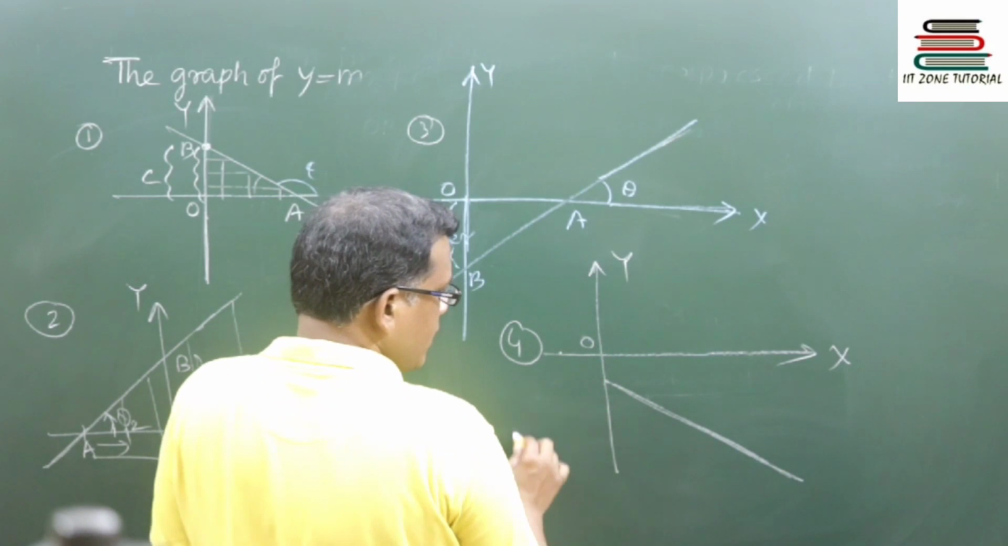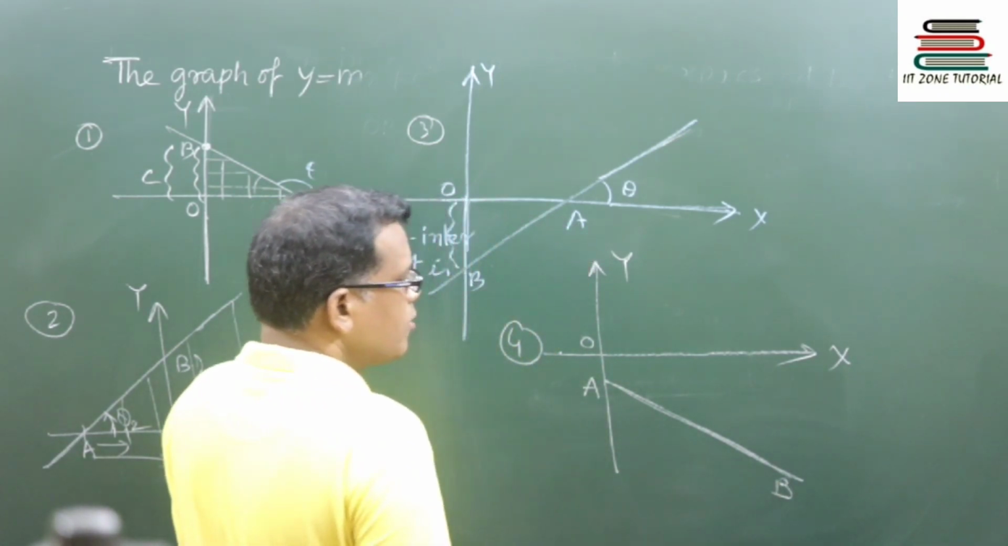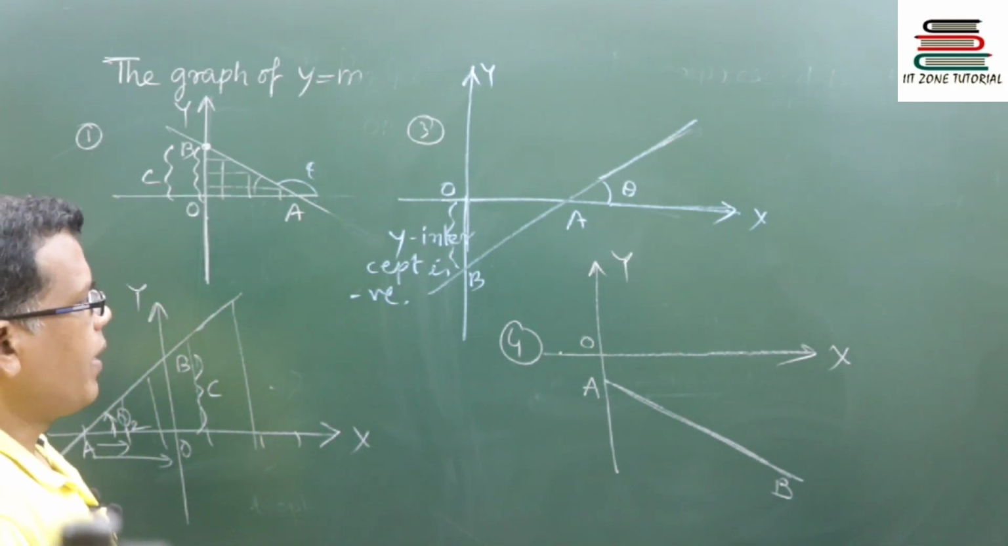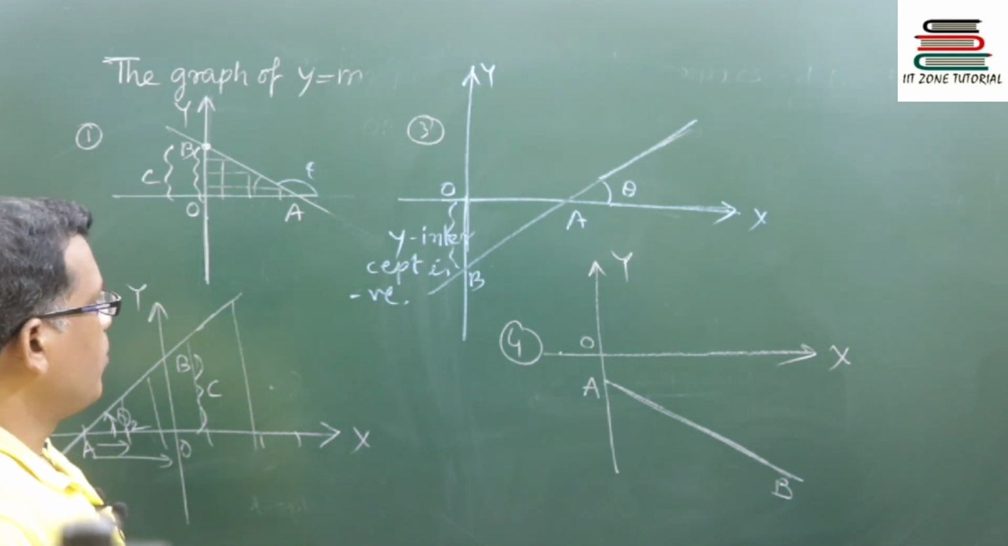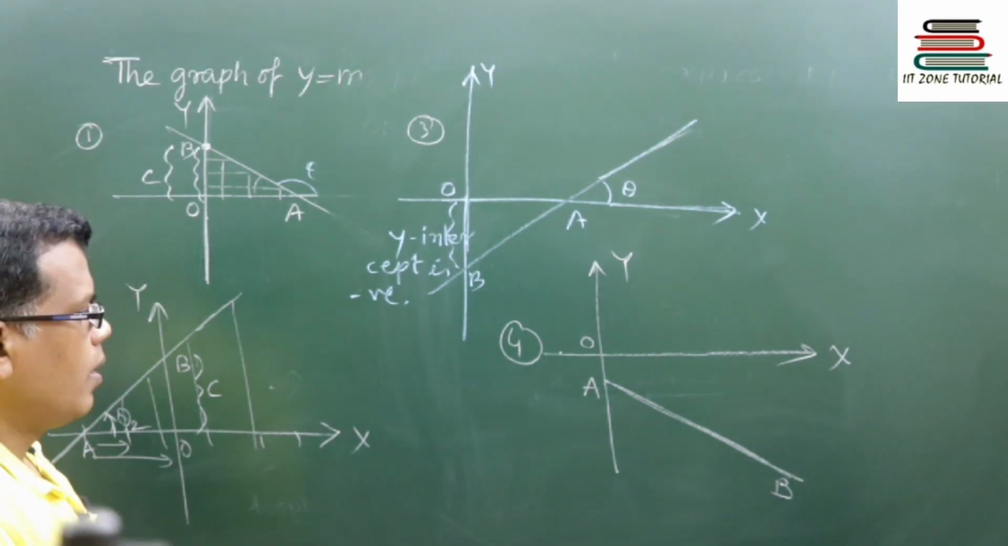Can you tell me, for example, I am drawing it like this, AB is a line. So, what will you tell me about the y-intercept and the slope of the line, because these are the two most important terms. Yes, tell me.